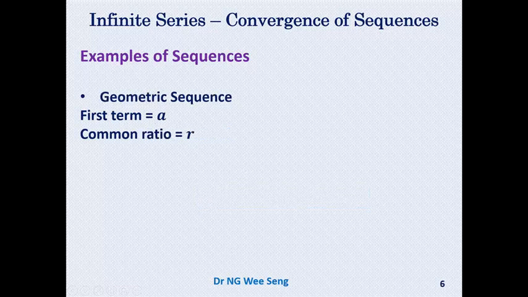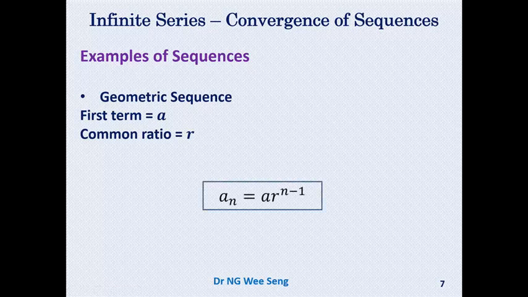Another sequence we know very well is the geometric sequence. This time, the ratio of two consecutive terms is equal to a constant R, known as the common ratio. And here's the general term.